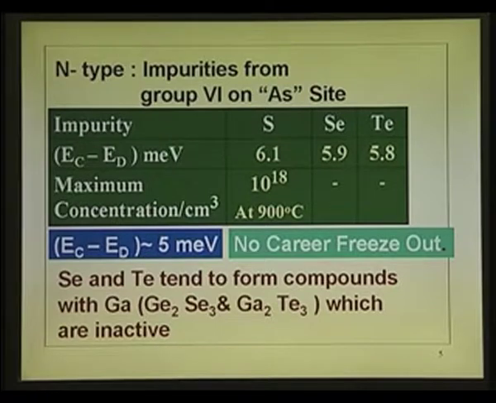Now, if instead of that, you take a sixth group element like sulfur, selenium, tellurium, all of them belong to the sixth group. If they are occupying the arsenic site, then there is one extra electron, which is very loosely attached, because all other 5 electrons will be forming the bond. So, those are the ones which form the bond. So, the extra one is available, and that will be donated.